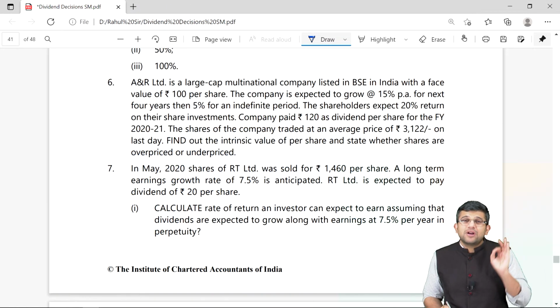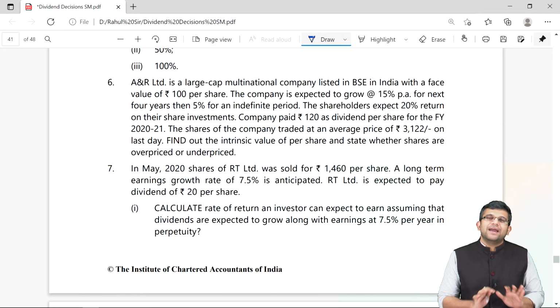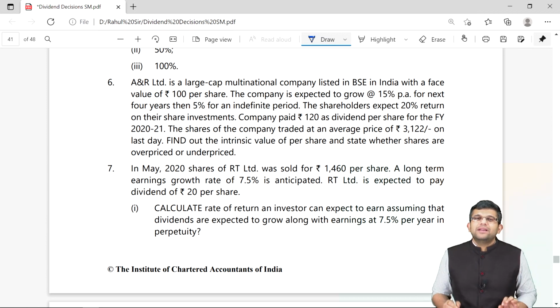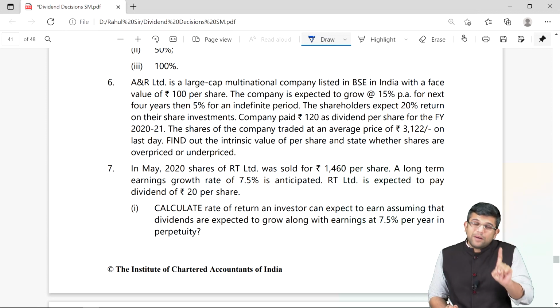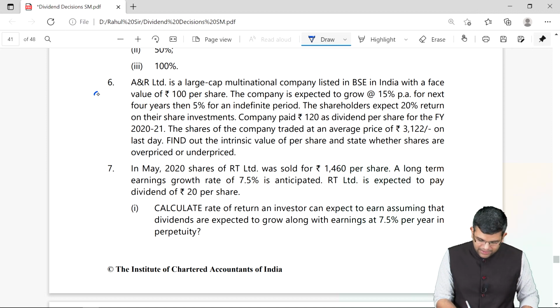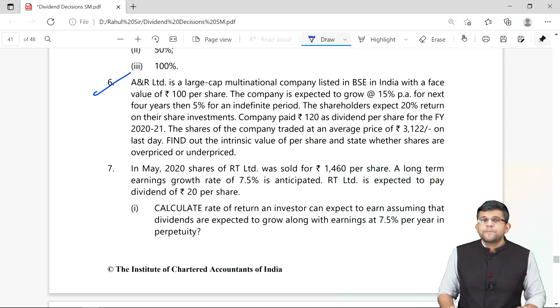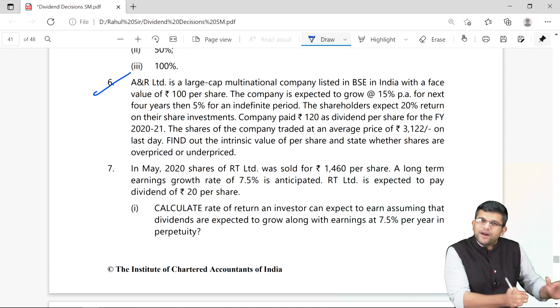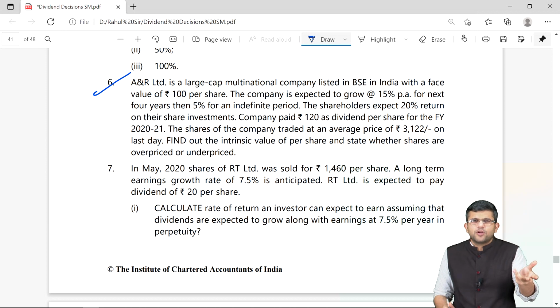Okay friends, now that you have completed the entire revision of this chapter of dividend decisions, children, I just want to discuss one more question with all of you. That is from your new study module of ICAI for this chapter of dividend decisions, practical problem number 6. Children, this question also belongs to Gordon's model application only. Gordon's formula you know, right?